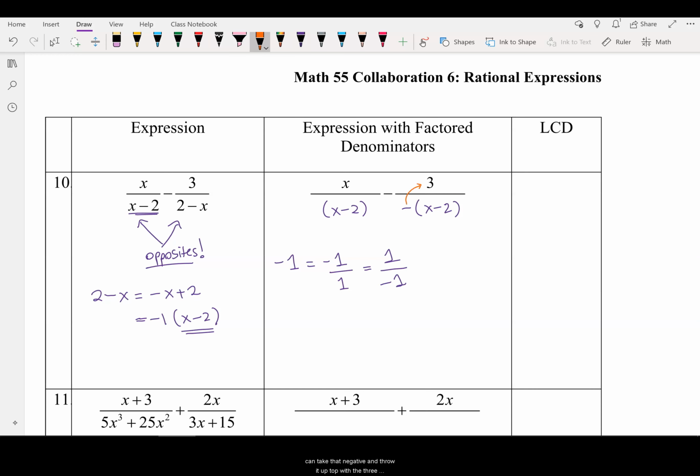So what I mean by that is we can take that negative and throw it up top with the 3, instead of leaving it down in the denominator with the x minus 2. All because of this property of our negative 1. As long as we have a positive divided by a negative or a negative divided by a positive, we can move that negative sign to either side of the fraction bar as it's convenient. So here, our LCD could just be x minus 2. That's the simplest one we could have. Having that negative sign moving up into the numerator will actually help us with the overall structure of the problem, make it a little bit easier for us to deal with.